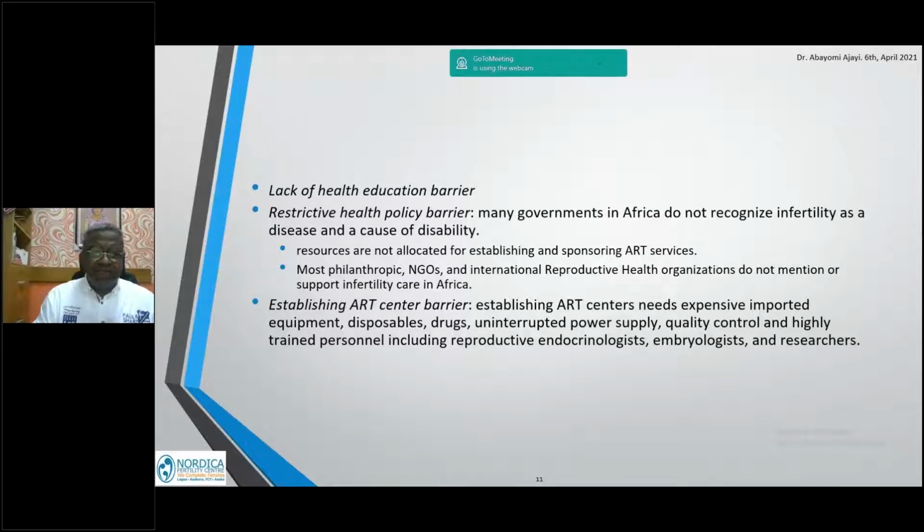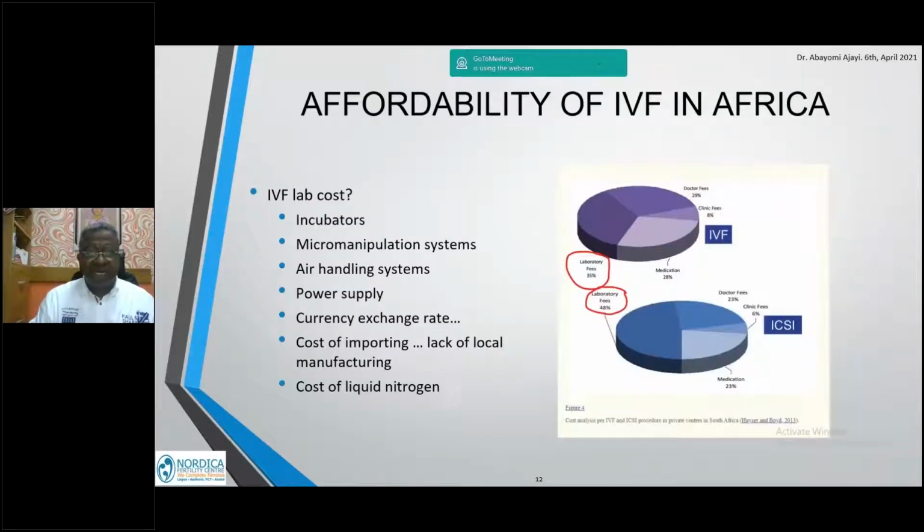Then another barrier is how to establish ART centers. We need imported materials which are usually very expensive. Our currencies are always not stable. Everything that you use for IVF, you have to import: the disposables, the drugs. Then you need uninterrupted power supply, which in most parts of Africa is a red herring. Then you need quality control and highly trained professionals or personnel, including doctors, embryologists, and of course researchers.